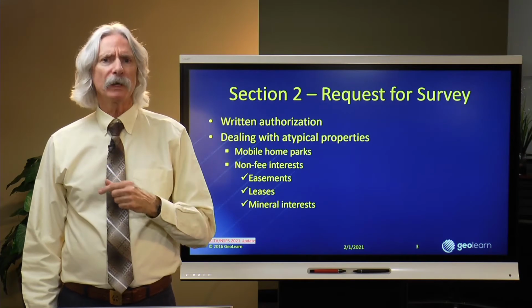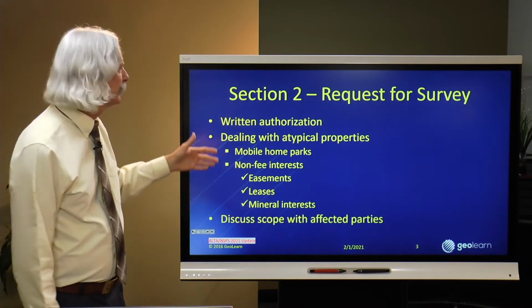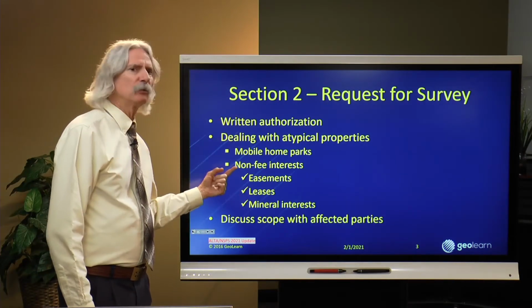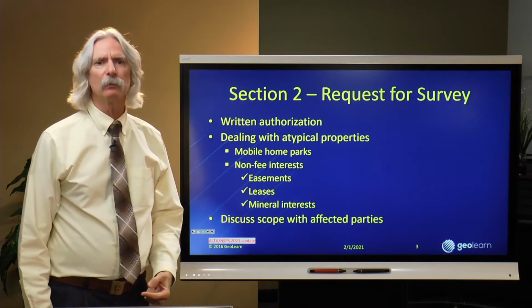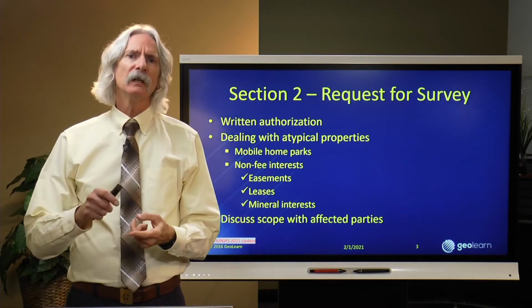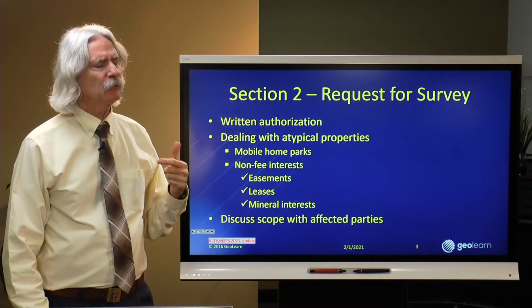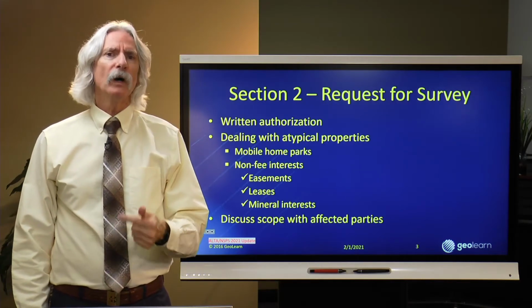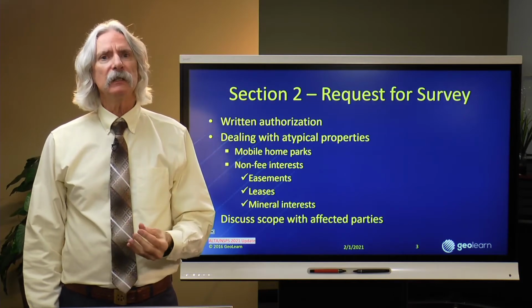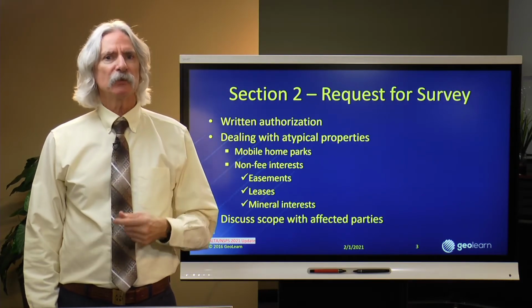And the key point on these issues of these types of properties is to talk with the interested parties. This would be the title company, the lender, and the client or the buyer. Talk with them about what they're expecting and what they need with regard to these types of properties.